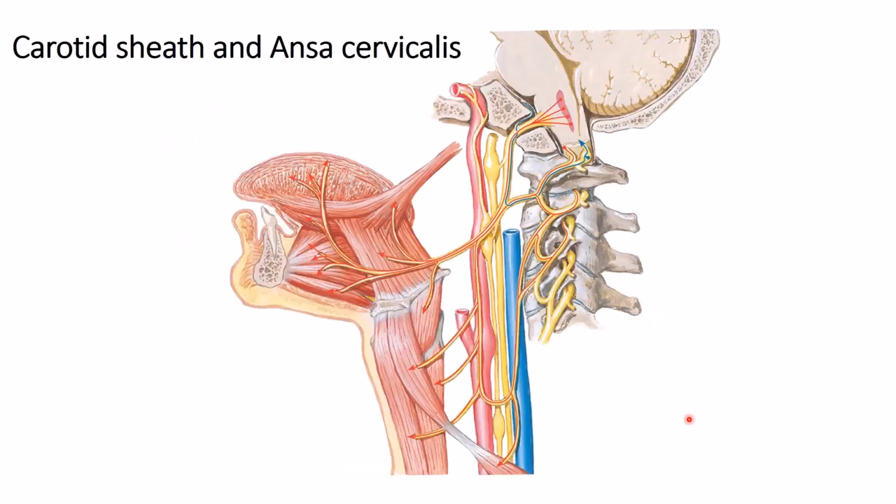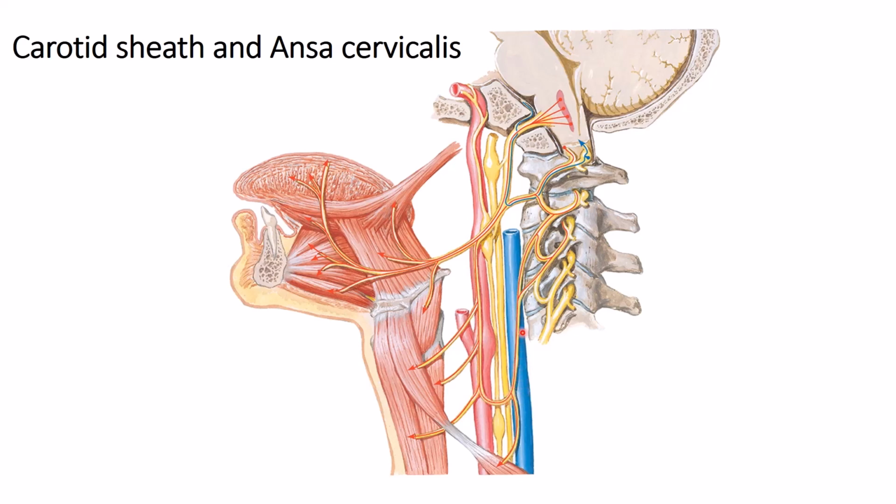Now, this is a better visualization of the ansa cervicalis and the carotid sheath. We removed the carotid sheath here. So, here there must be the carotid sheath surrounding these structures, but we removed it here for better visualization of the content. Yes, this is the common carotid artery. Of course, as we see here, this is the internal jugular vein, and this is the ansa cervicalis.